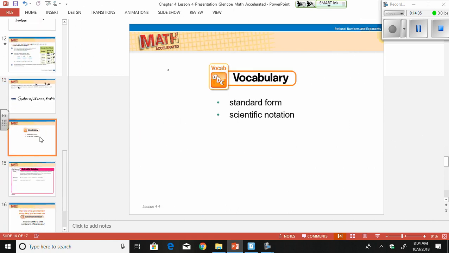Our vocabulary that we talked about at the beginning: standard form is that expanded form, that larger form, all the numbers. Scientific notation is whenever you put the decimal between the first two significant digits, and it's multiplied times the power of 10.